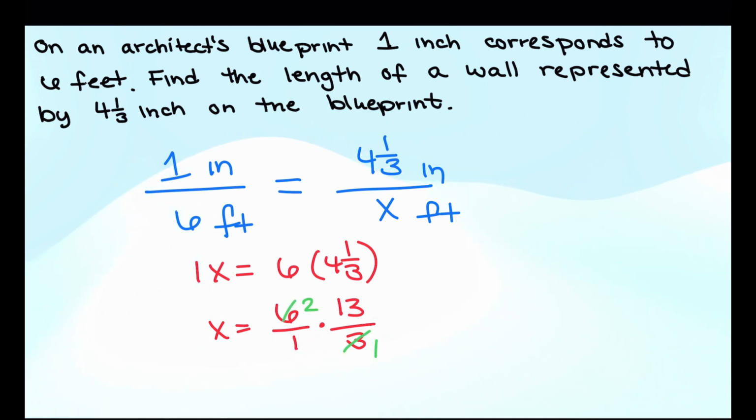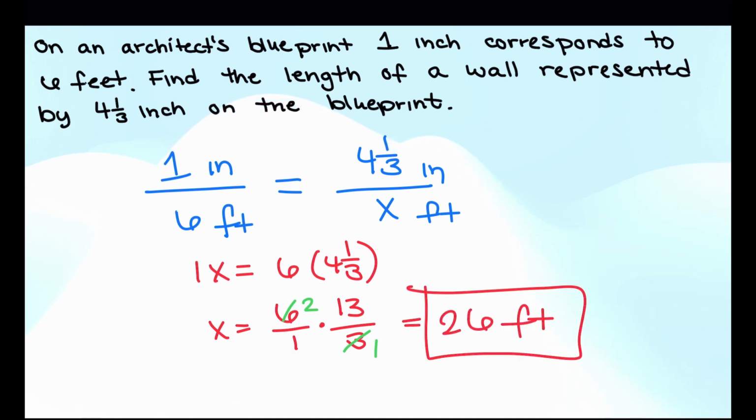Although 6 and 3 are both divisible by 3, 3 divided by 3 is 1, 6 divided by 3 is 2, and now if I go straight across, 2 times 13 is 26 over 1. So my final answer here is 26 feet. So that wall must be 26 feet long.